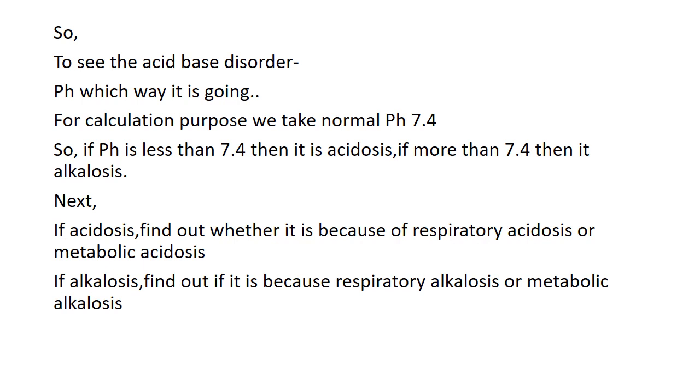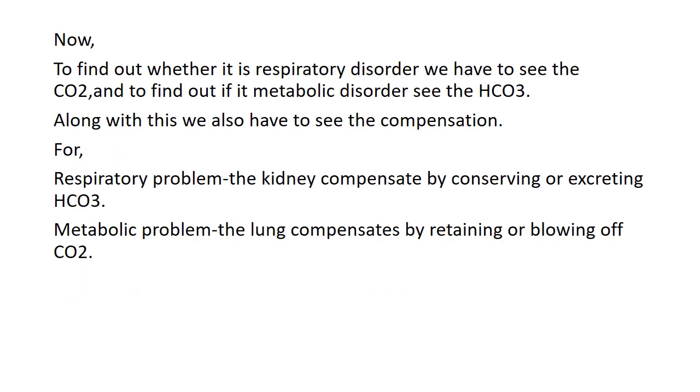Now you have to see why there is acidosis or why there is alkalosis. If acidosis, you have to see whether it is respiratory acidosis, because of the respiration, or metabolic acidosis, because of a certain metabolic problem. Or, if it is alkalosis, more than 7.4, whether it is a respiratory alkalosis problem or a metabolic alkalosis problem. So how to do that? For that, you have to check just two values, the CO2 and bicarbonate.